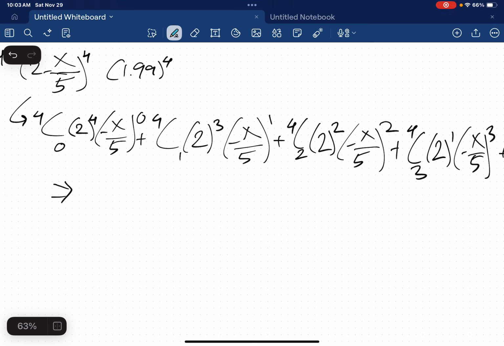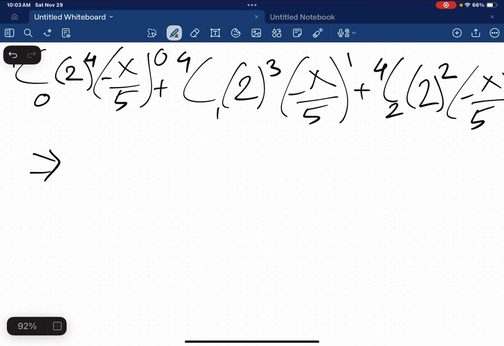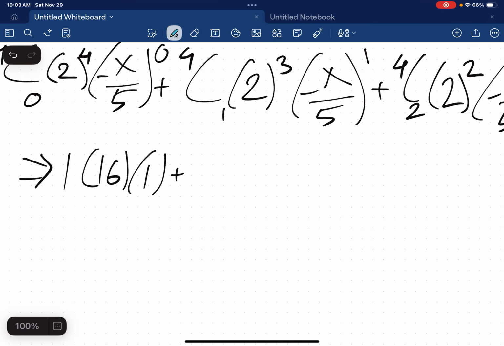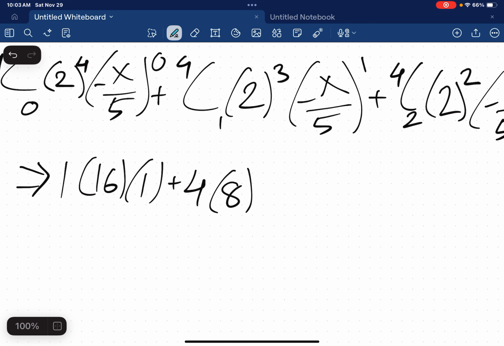Desmos.com. Okay. 4 choose 0 is going to be equal to 1, and then 2 to the 4th is equal to 16. That's just equal to 1. Four choose 1 is going to be equal to 4. 2 to the 3rd, 8. Negative x to the 5th.